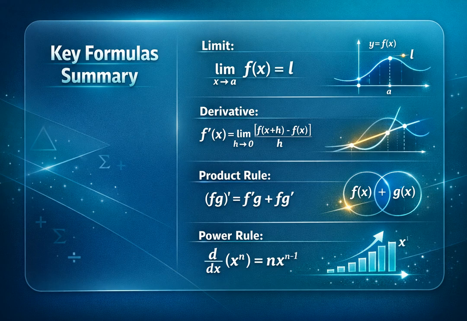Key formulas summary. Limit as x approaches a of f of x equals L when left and right limits coincide. Derivative, f prime of x equals limit as h approaches 0 of f of x plus h minus f of x over h. Product rule, derivative of f times g equals f prime g plus f g prime. Power rule, derivative of x to the n equals nx to the n minus 1.